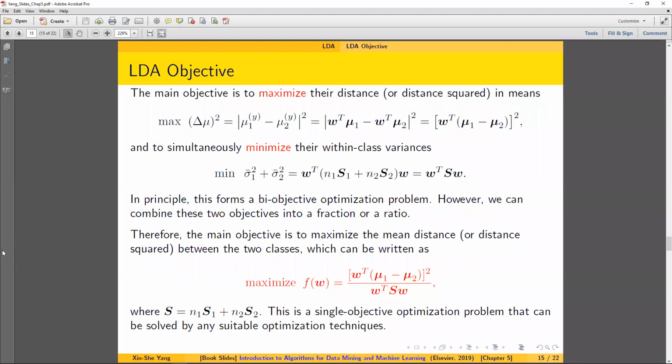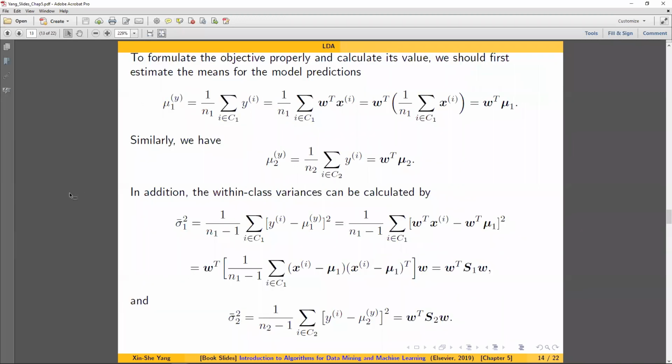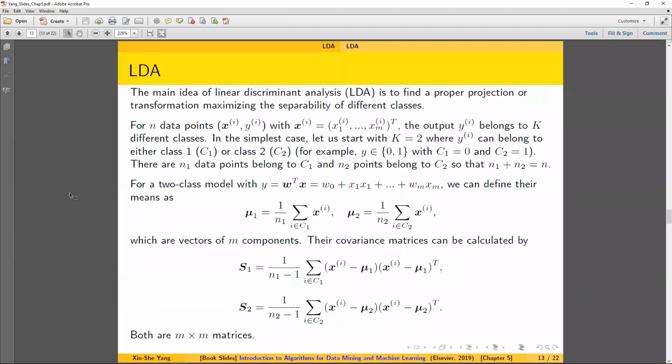Hello everyone. Let's discuss LDA, which stands for linear discriminant analysis. The idea is to find a proper projection or transformation, maximizing the separability of different classes.